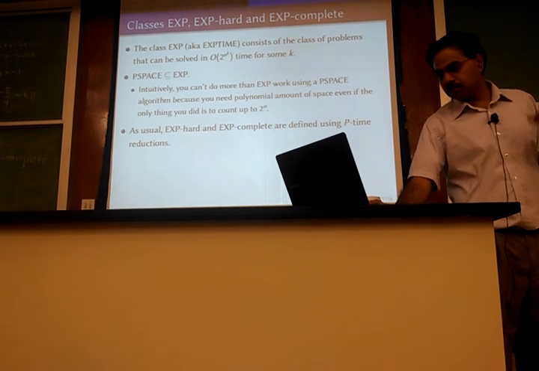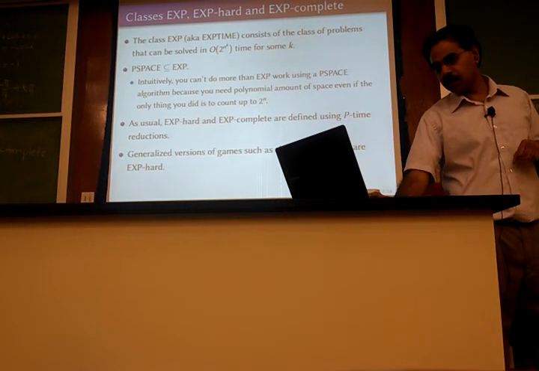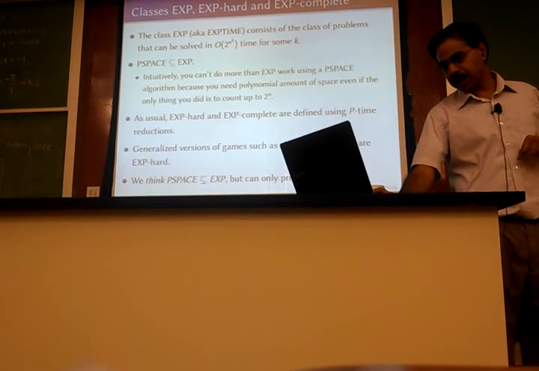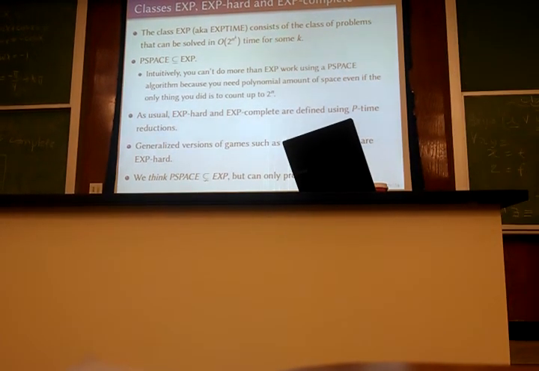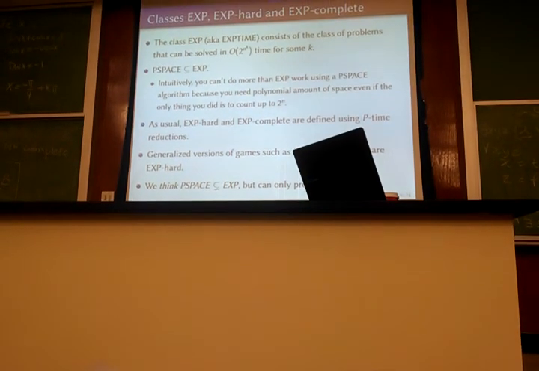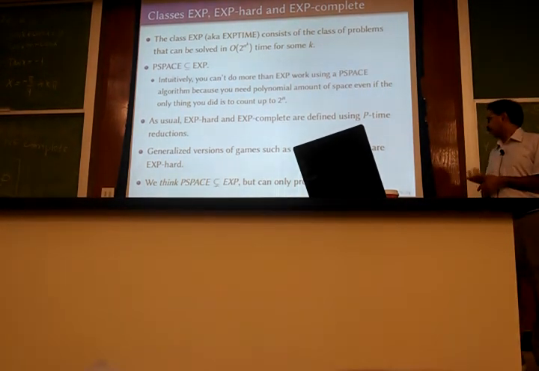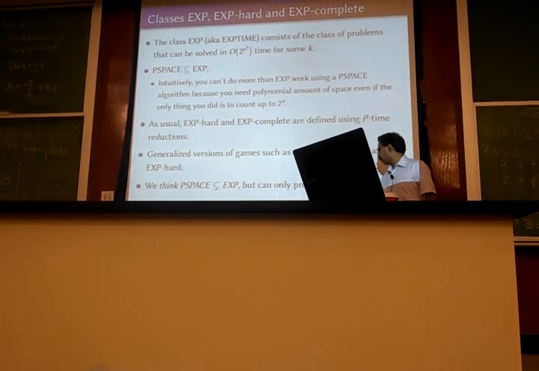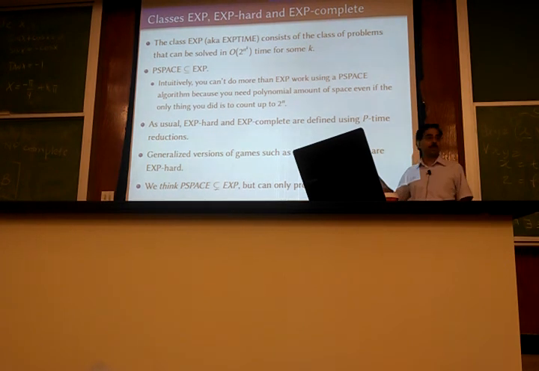So we use the same notion of hard reductions. And once again, we take p-space to be a strict subset of exponential, but the only thing we are able to prove is that p-space is a strict subset of exponential, right?